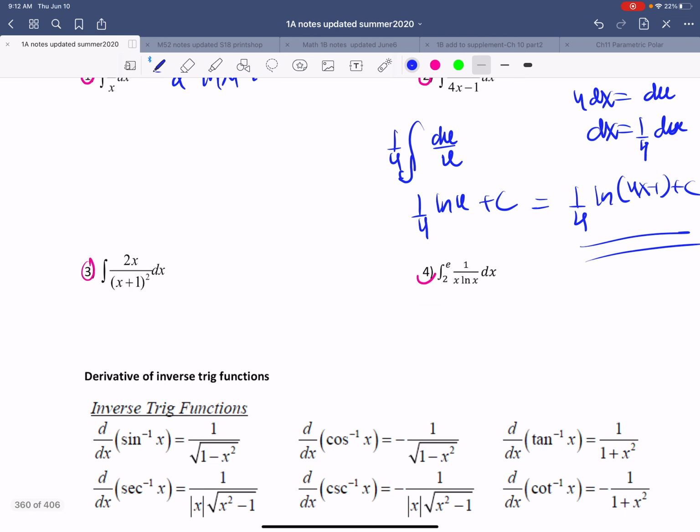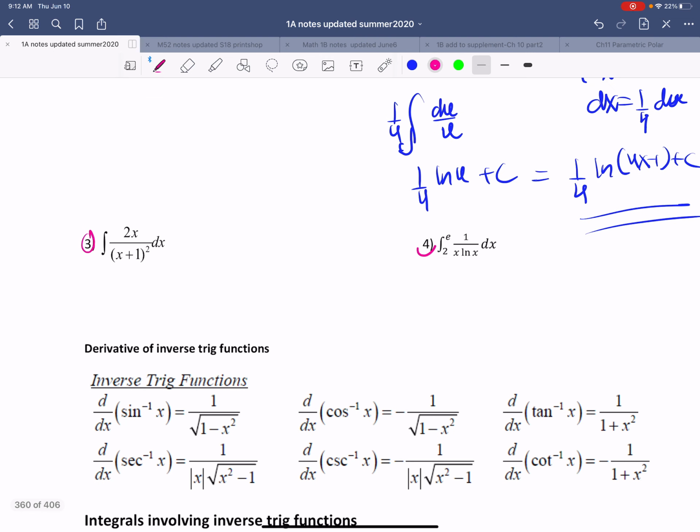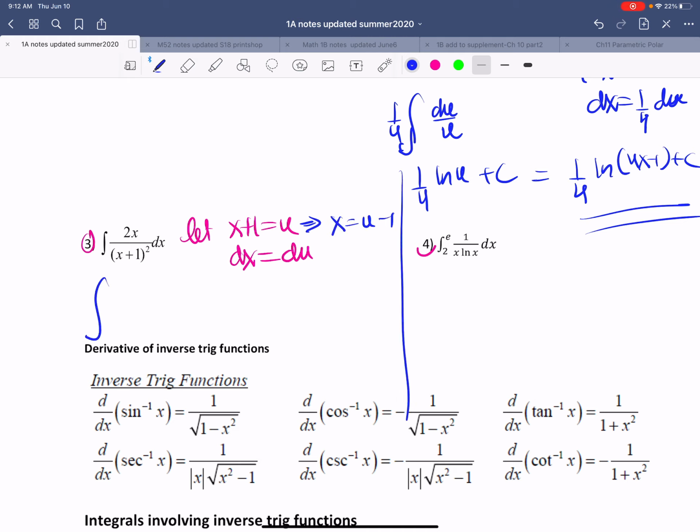Right, next 2x over x plus 1 squared. So it looks like in the denominator I have x plus 1 squared, and the derivative of the bottom is not sitting on the top. So I'm going to try to let x plus 1 be u, and then dx would be equal to du. And I can also say from here that x would be equal to u minus 1. So I'm ready to change this integral.